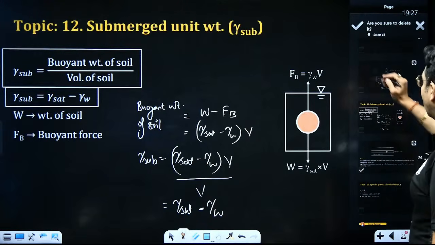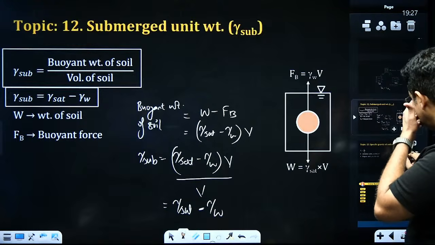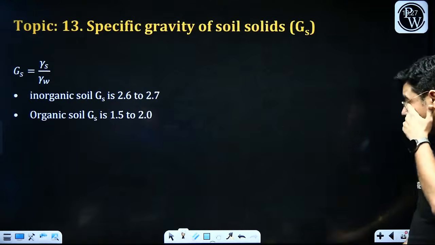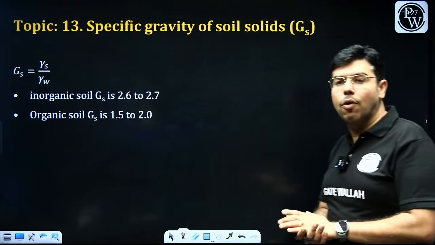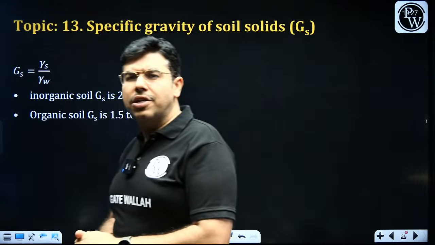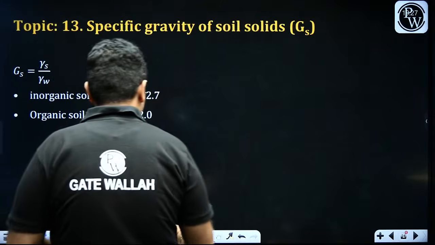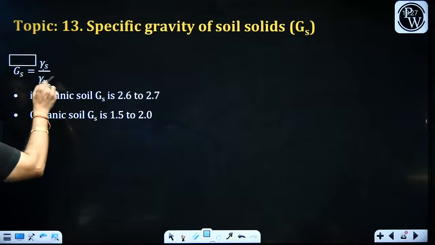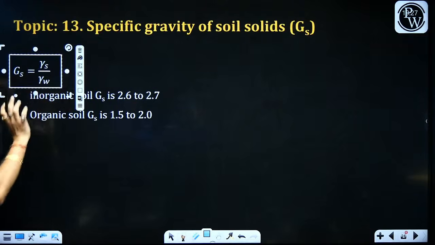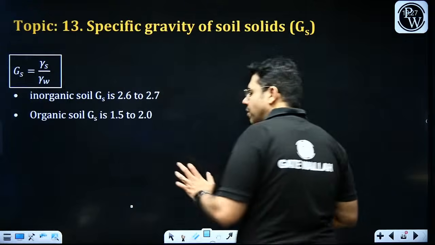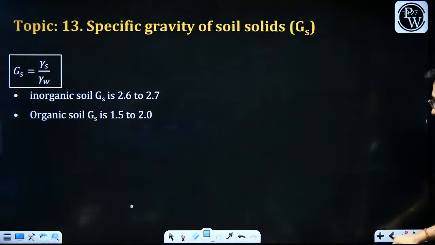Now I have the last one, specific gravity of soil solids. This is my last definition. That is GS. How would you define GS? GS is the ratio of gamma S upon gamma W. This is how you define GS. It is the unit weight of solids with respect to unit weight of water. So these are the simple definitions that I would be using in soil mechanics.